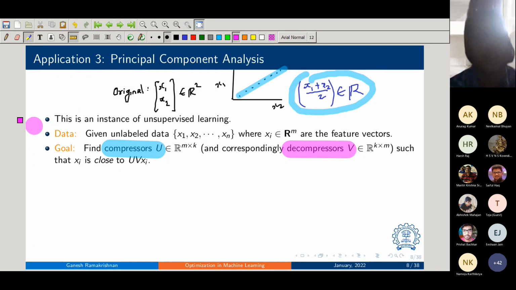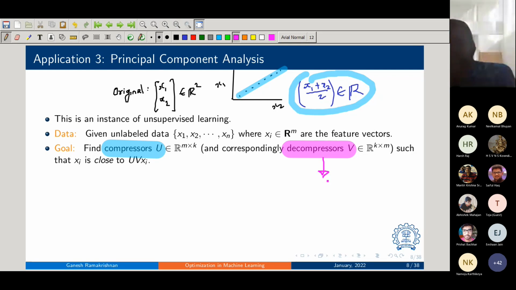So on this example, what's happening? You're taking x1 plus x2 by 2. That's actually a compression problem. You're compressing already. But what would be a decompression? Anyone would like to suggest? How do you decompress? I want to recover back the x1 and x2. Multiply by U transpose. Well, U is itself x1 plus x2 by 2. So I multiply by U transpose, you're saying, but what is that going to correspond to in the simple example?